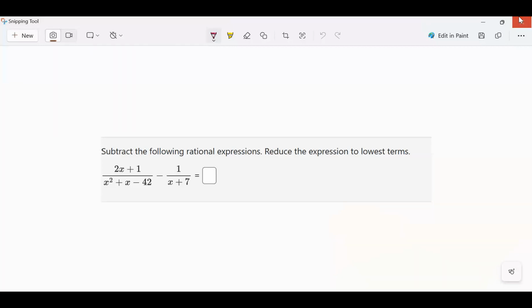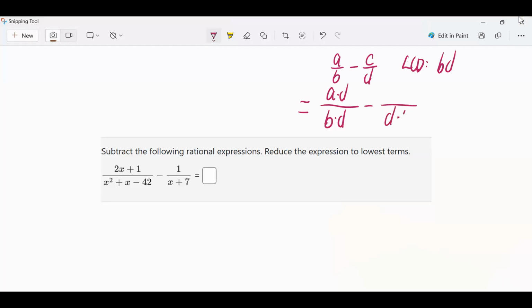Now here, just like typically you have a over b minus c over d. Subtracting two fractions, and we know the LCD is going to be b times d. Very similar. First one we multiply by d, a times d. Second one you multiply by b, c times b, right? Same common factor. Now we get the same denominator, the LCD, and we get ad minus bc on top.